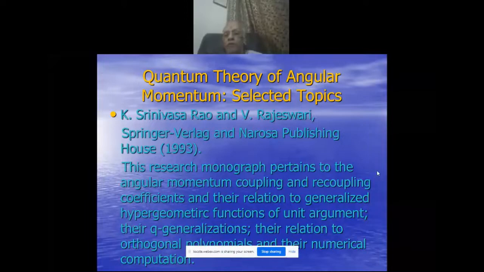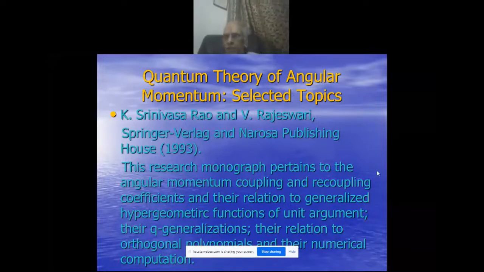This was written by me with my student Rajeshwari, and it's a research monograph which pertains to angular momentum, what are known as coupling and recoupling coefficients, and their relation to generalized hypergeometric functions of unit argument, their Q generalizations, what are known as basic hypergeometric series, and their relation to orthogonal polynomials and numerical computational methods for computing these angular momentum coefficients.